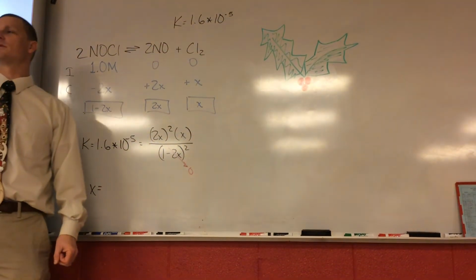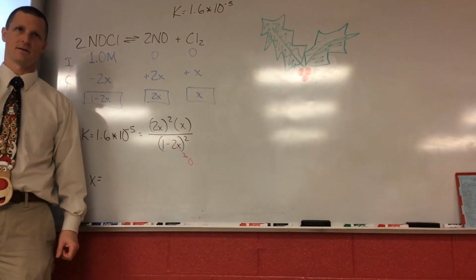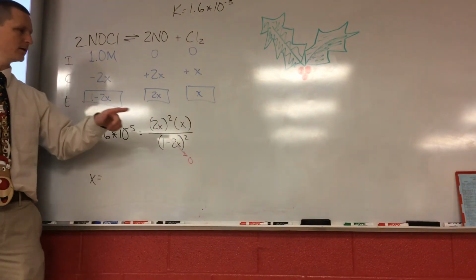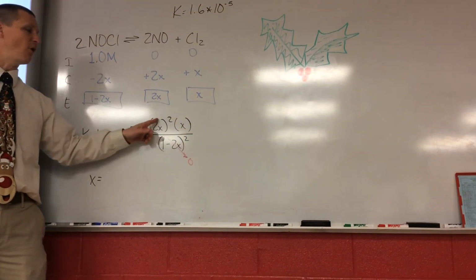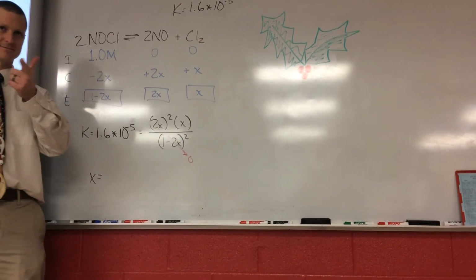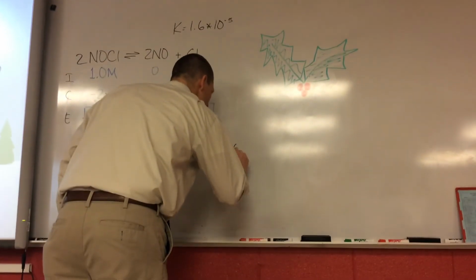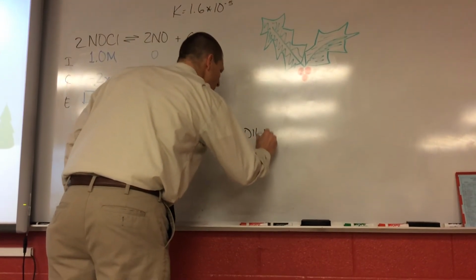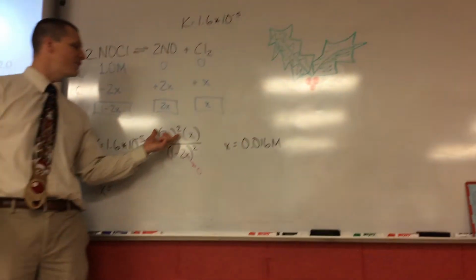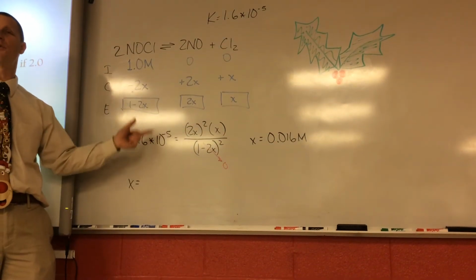Give me two sig figs. 0.016. Wait a minute, did you make that 4x cubed at the top? 2 squared. No. Okay, so listen to this. You wind up with 4x cubed on top over 1 equals that number, so solve for x. You have to divide out the 4 and then take the cube root.